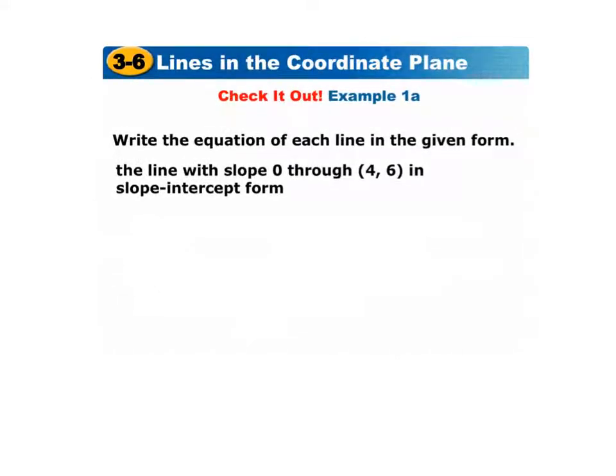So write the equation of each line in the given form. The line with slope 0 through 4, 6 in slope-intercept form. What's slope-intercept form? Y is equal to mx plus b. So do we have our m? 0. Do we have our b? Not yet. So how do we find our b? Y minus mx equals b, or b equals y minus mx.